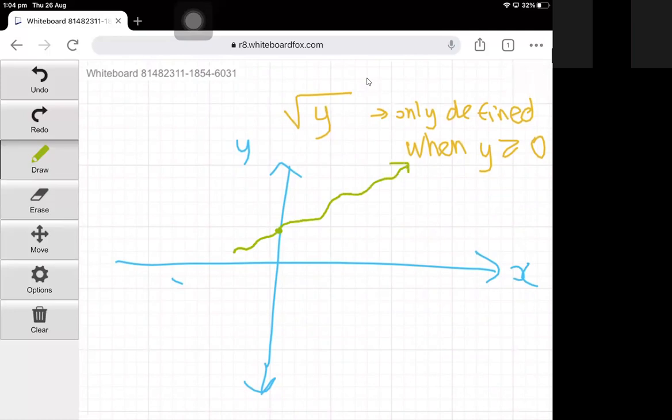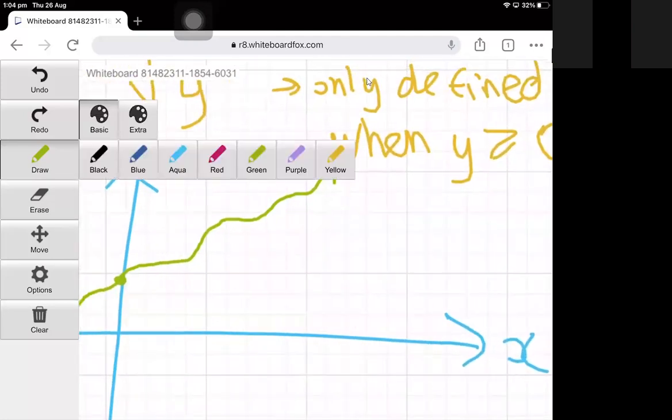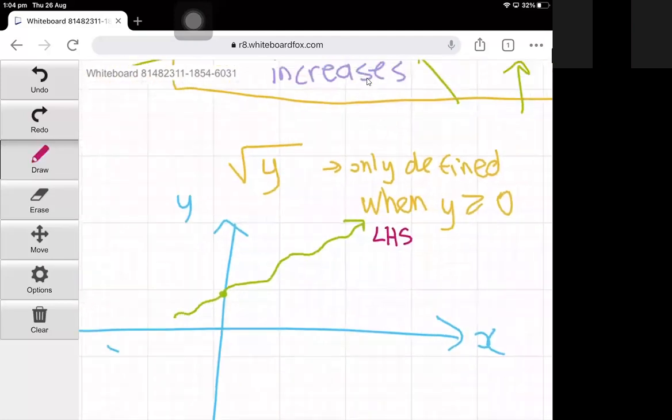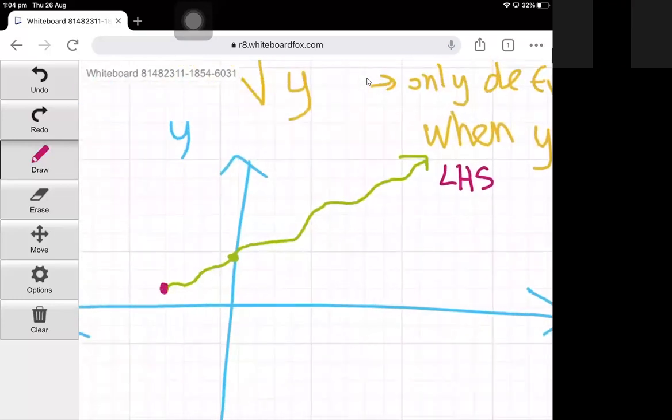and x will go to infinity, and the left-hand side will go to infinity, because all three square root functions will go to infinity as x increases. We have the graph of the left-hand side of the equation, which starts somewhere here, and at x equals 0, it's somewhere here, and it just goes to infinity.